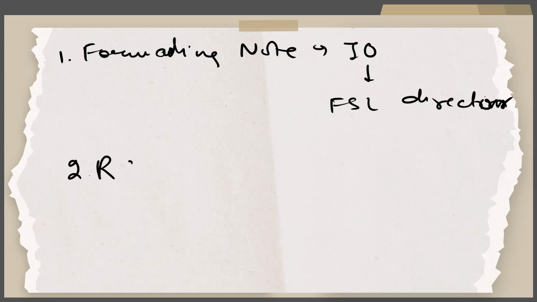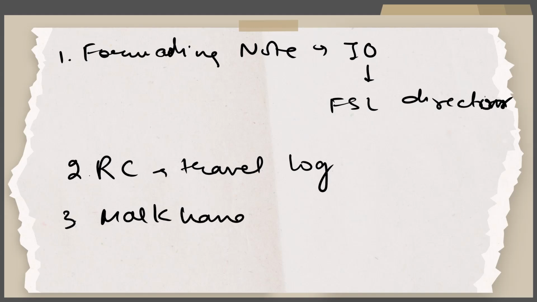Then we have the road certificate. This is very crucial. When a police constable takes evidence from the station to the lab, they carry an RC. It is basically a travel log. It is used to prove that the evidence didn't take any unauthorized detour. Then we have the Malkhana register. Every police station has a Malkhana, which is basically an evidence room. The entry in the Malkhana register is basically the official birth of the chain of custody record.